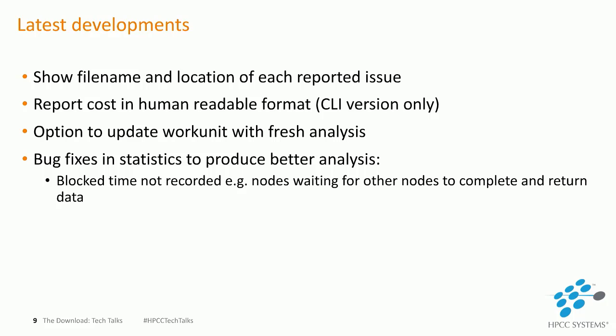So since the first version was released in October 2019, we have made some improvements and fixes. The analyzer now provides the file name and line number of each reported issue. In the first release, we provided the activity ID most closely associated with the issue, but it was a little bit cumbersome to track down the relevant ETL from the activity ID. We've also improved the formatting of the cost to make it more human readable.